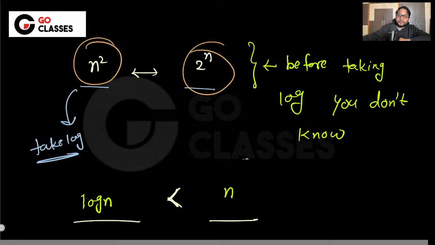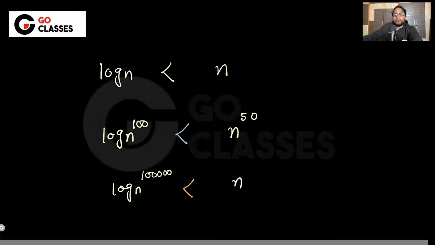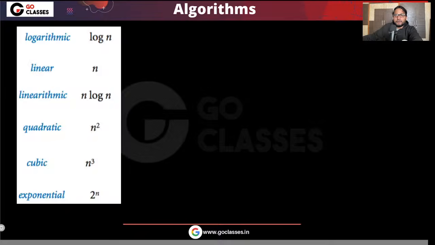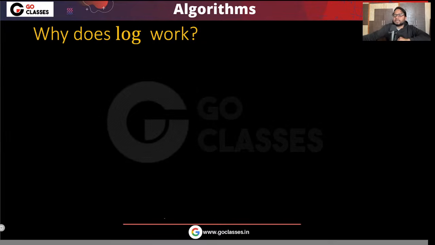Why is that the case? Let me just explain to you why this log is working. First understand why taking log is working. For example, I wanted to compare n square and 2 power n. Now just see why this log thing is working and why this might not work sometimes.